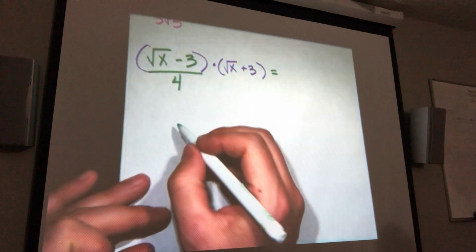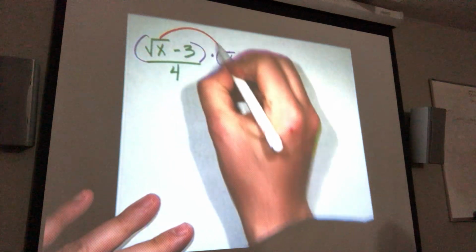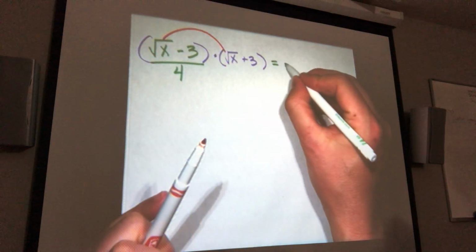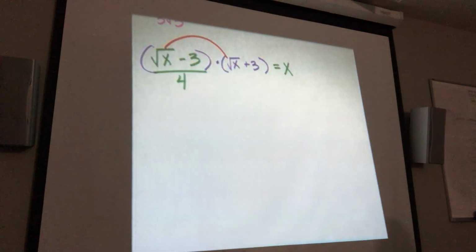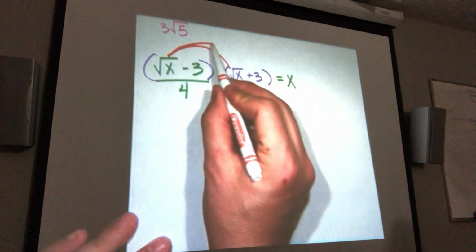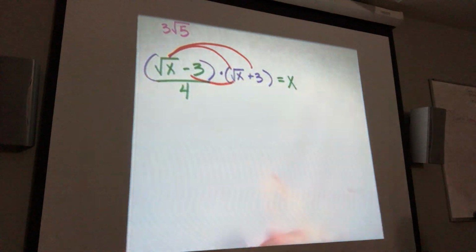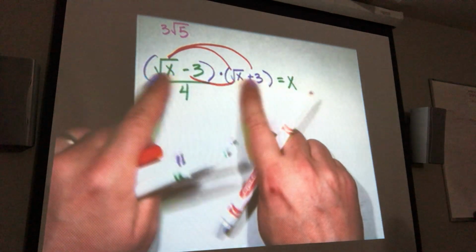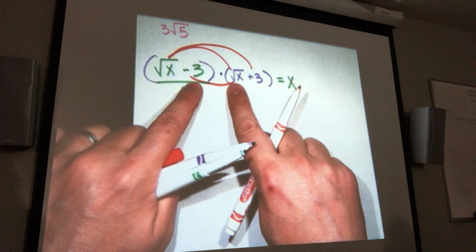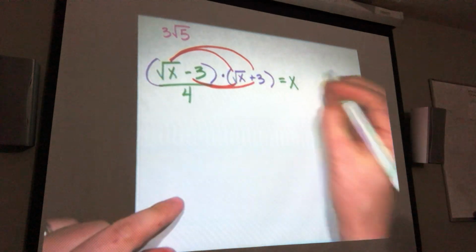Well, the square root of x times the square root of x is the square root of x squared, which is x. Now let's see if you can do this without writing. I'm going to do the square root of x times positive 3, and then the square root of x times negative 3. Those are going to go away, right? A positive 3 root x and a negative 3 root x, let's not even write it, because it's just going to cancel out. And then we'll do negative 3 times 3, minus 9.